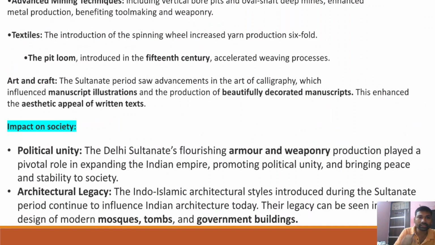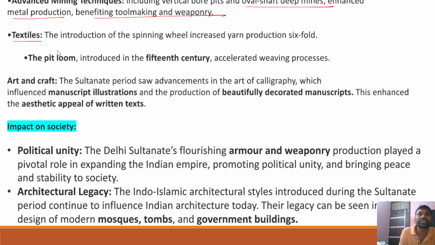Next, advanced mining techniques were introduced, because mining is very important for the extraction of metals. They introduced oval shaft deep mines, such advanced mining techniques, and it made metal production better, benefiting tool making and weaponry.